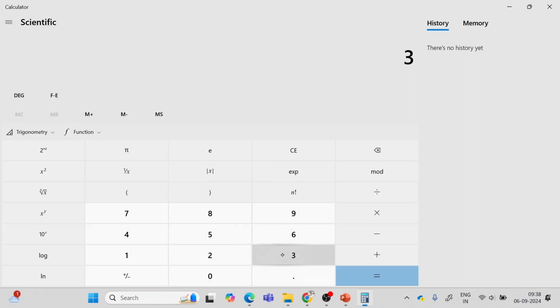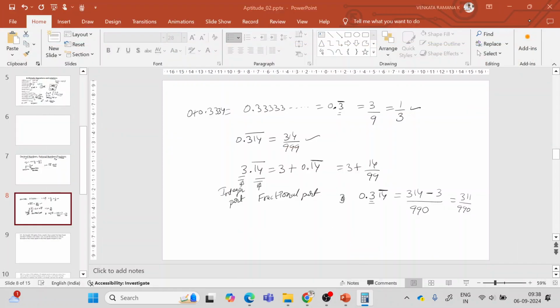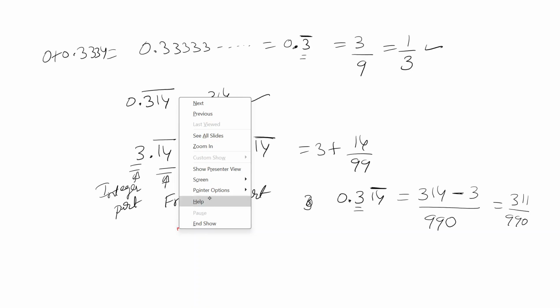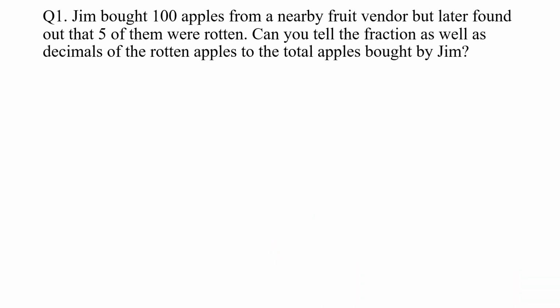So we will check 311 divided by 990. See, 3 and then 14 is repeating. So hence it is proved that it is the correct way to convert repeating or pattern numbers into ratio form. Okay, now coming to solving the questions.